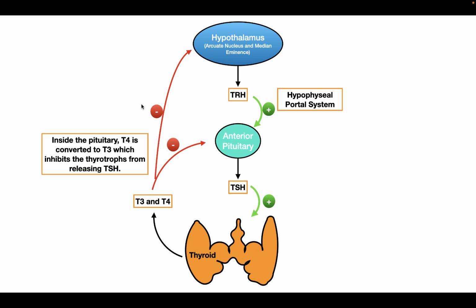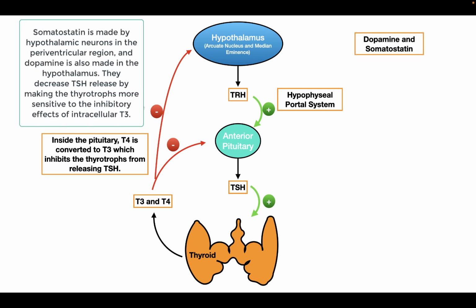Now, the last thing that I want to talk about is two more molecules, and these molecules are dopamine and somatostatin. Dopamine and somatostatin are both produced by hypothalamic neurons. Dopamine and somatostatin actually inhibit the anterior pituitary from releasing TSH. So this whole thing here is the hypothalamic-pituitary-thyroid axis. So that's it for this video.